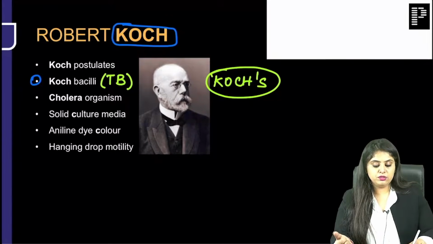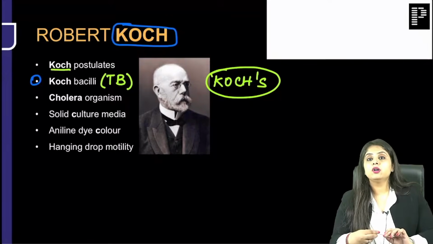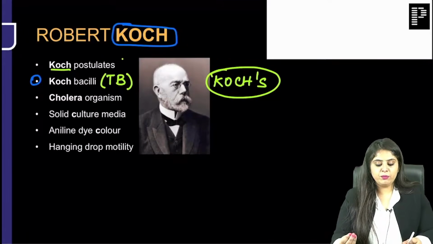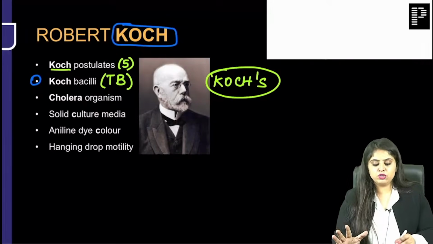Then Robert Koch sir also gave us the Koch postulates. This I will tell you. Give me 2 minutes, I will tell you. How many Koch postulates are there? There are 5. This short note question comes, we will read this now. So Koch is understood.